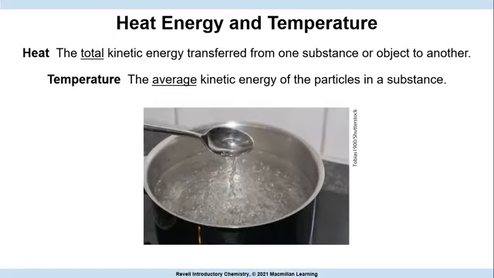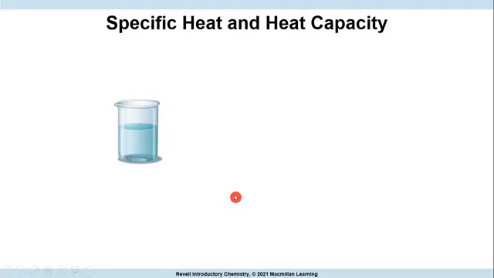So here, as you see the pot, when we talk of the heat, it is the energy that is transferred from the system to the surrounding. And when you talk of the temperature, you simply just measure the temperature of the system. Now, we are going to look at what is called specific heat and heat capacity.